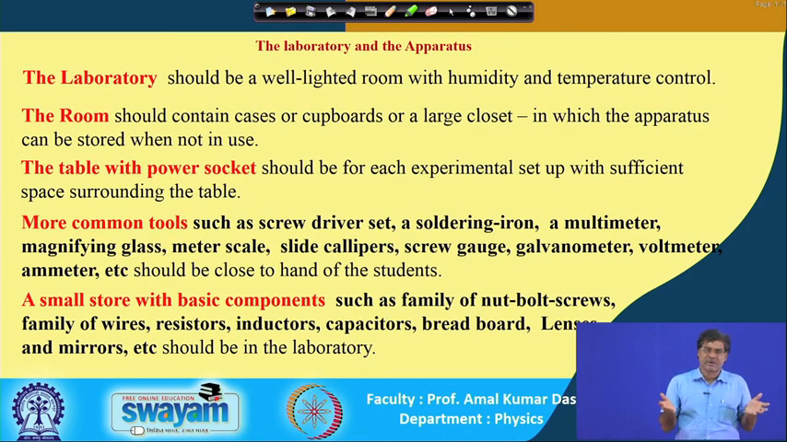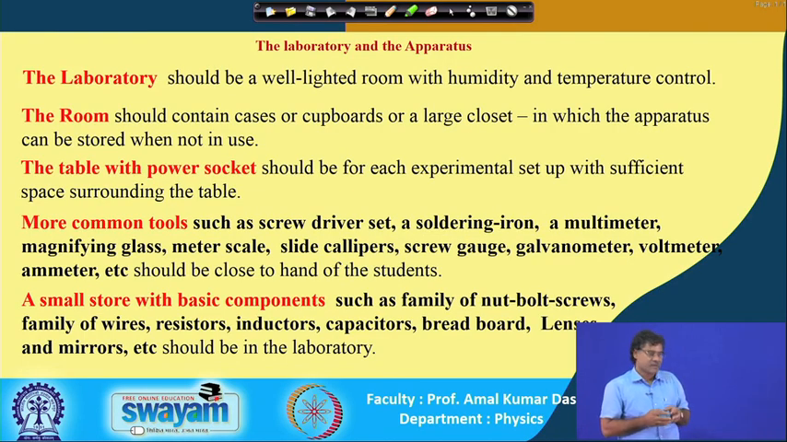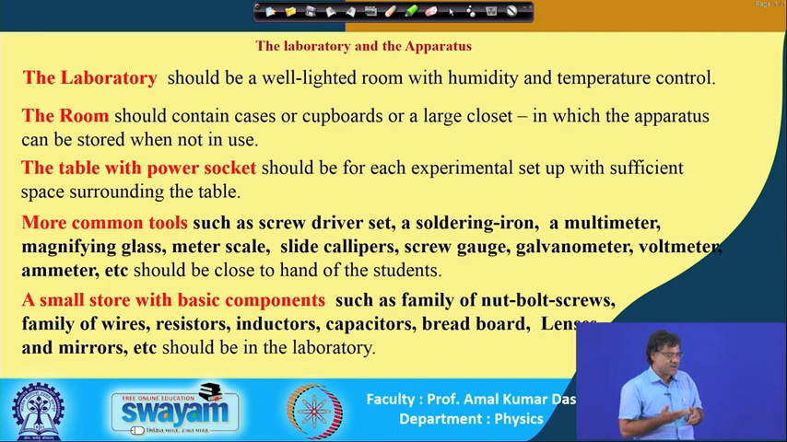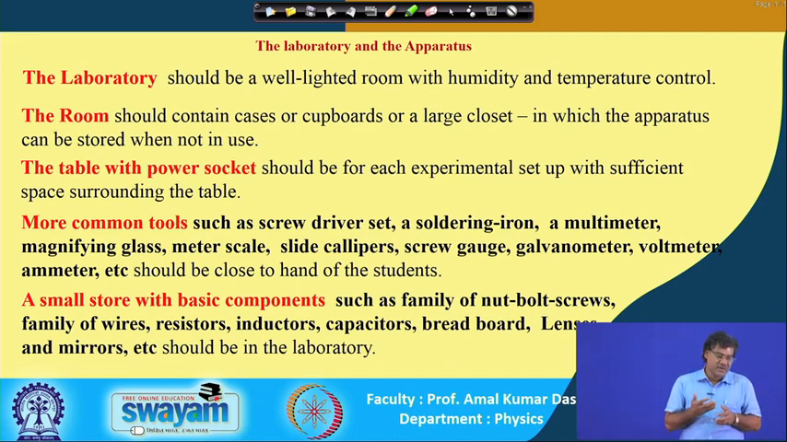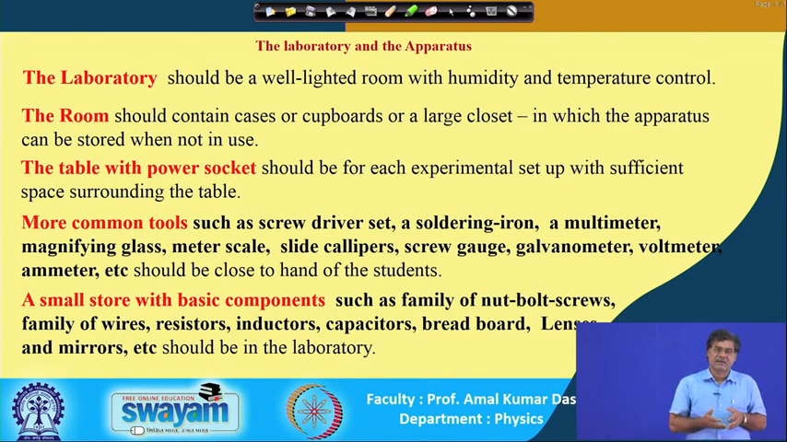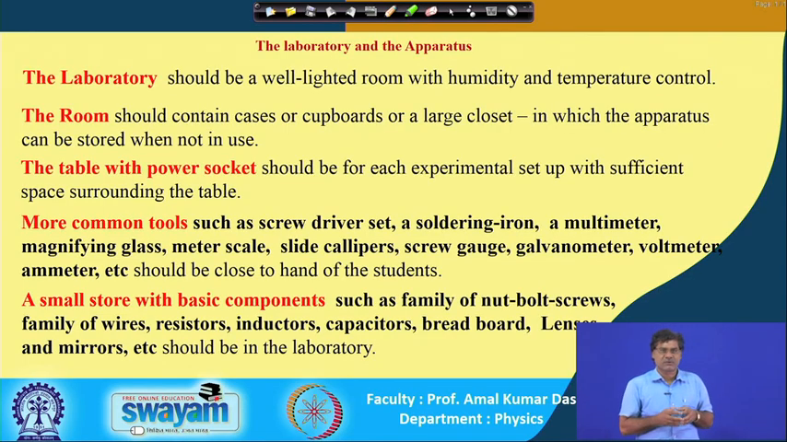Then there should be a table with a power socket for each experimental setup, with sufficient space surrounding the table. Then there should be common tools such as a screwdriver set, a soldering iron, a multimeter, a magnifying glass, meter scale, slide caliper, screw gauge, galvanometer, voltmeter, ammeter, etc. These are very common tools, and they should always be available to the students, close at hand.